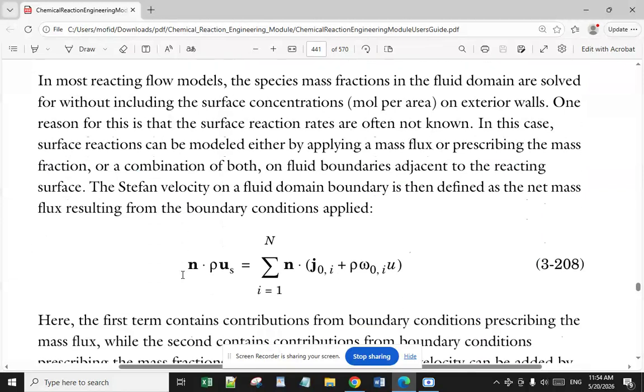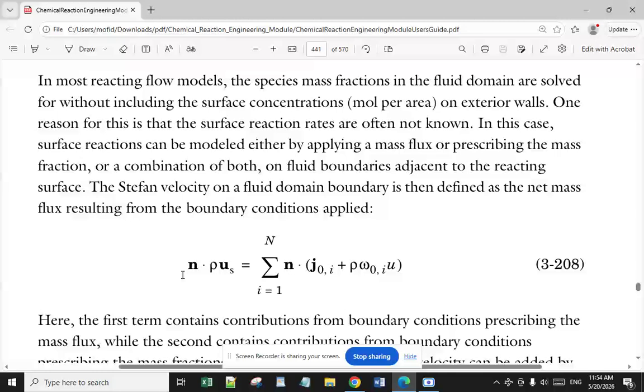In most reacting fluid models, the species mass fractions in the fluid domain are solved for without including the surface concentration, mole per area, on exterior walls. One reason for this is that the surface reaction rates are often not known. In this case, surface reactions can be modeled either by applying a mass flux or prescribing the mass fraction, or a combination of both.